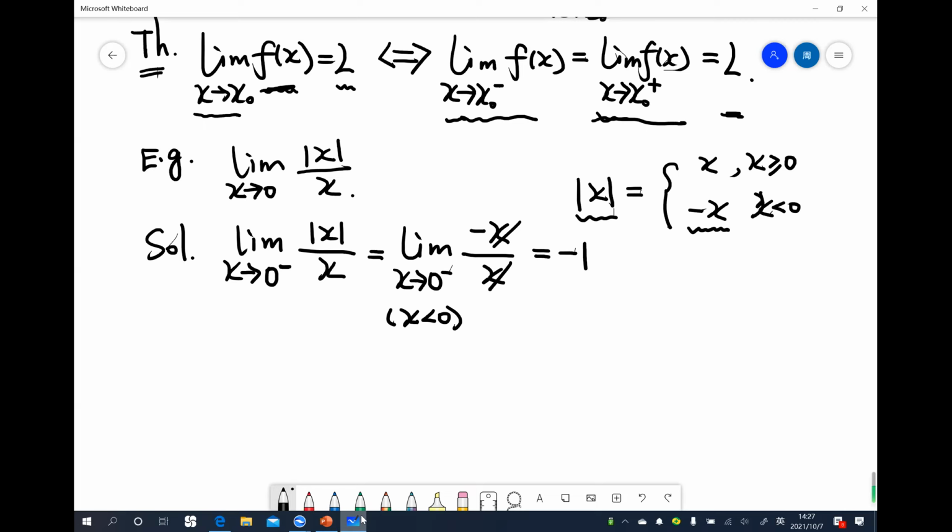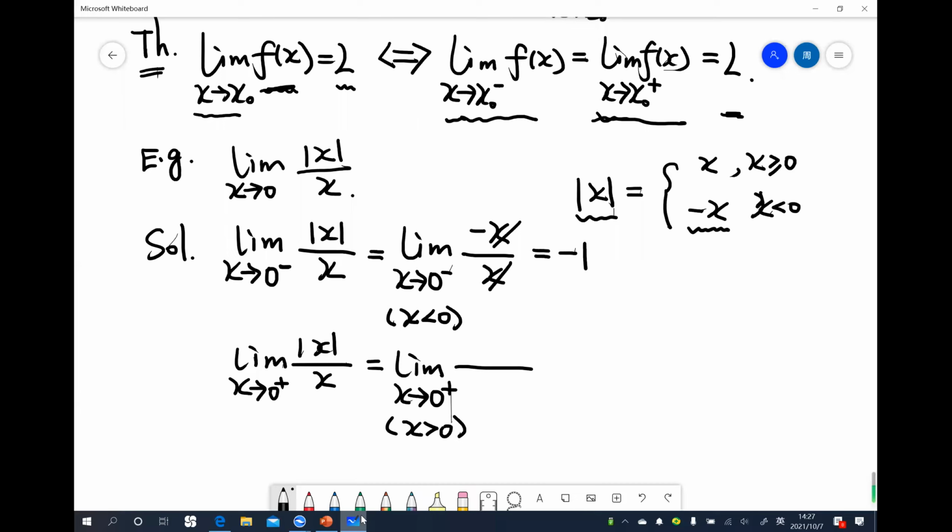Yeah, minus 1. And then we calculate the right-hand limit. And we write plus here. That means right-hand limit. So that equals to, if x approaches 0 from the right hand, that means x is larger than 0. So the absolute value of x equals x. That means x over x, so x can be cancelled, that equals 1.